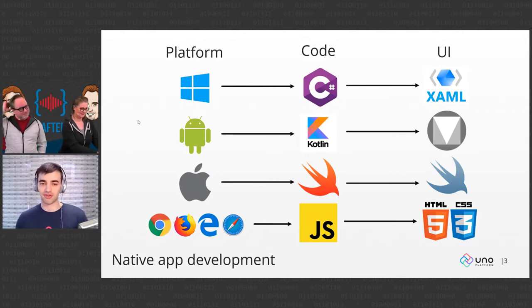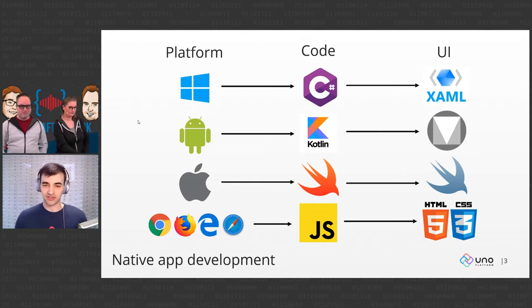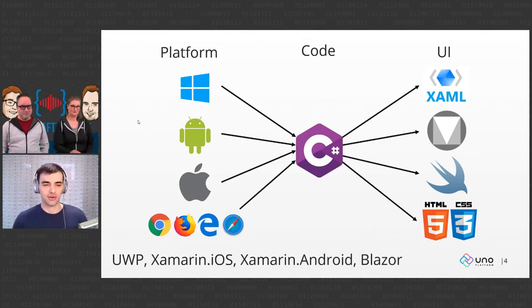And you can improve upon that by sharing some code, of course. The first step you can do is to share business logic. In this case, I have an example of C# as the business logic language. And then for the UI, we have XAML, XML, SwiftUI, and HTML and CSS. So you use one single language for the logic, and then each presentation layer has its own approach again. That's what we can do when we write UWP, Xamarin.iOS, Xamarin.Android, and Blazor for the WebAssembly part. So in this case, we literally cut down the business logic side of things to one single language, one single code, and definitely improved upon things.